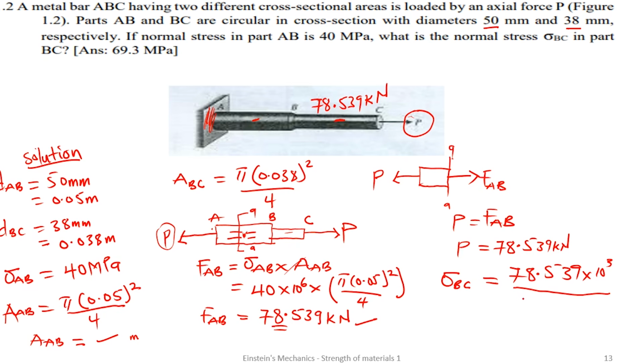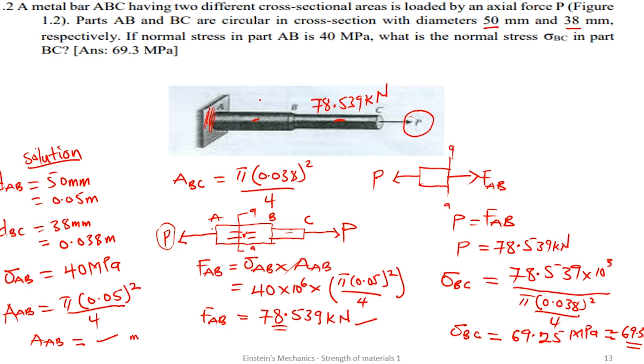So let's see. The area was, what did we get for the area in BC? We got pi d square, which is 0.038 squared, on 4. Therefore, stress in BC is giving me, what value are we getting? I'm getting 69.25 megapascal, approximately 69.3 megapascal. Good.